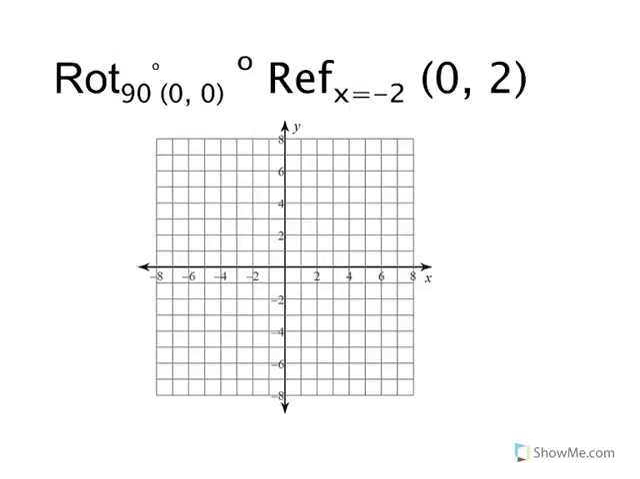So let's look at another example. This composition of transformations is using the point 0, 2, so we want to call that A. It would be at that point.